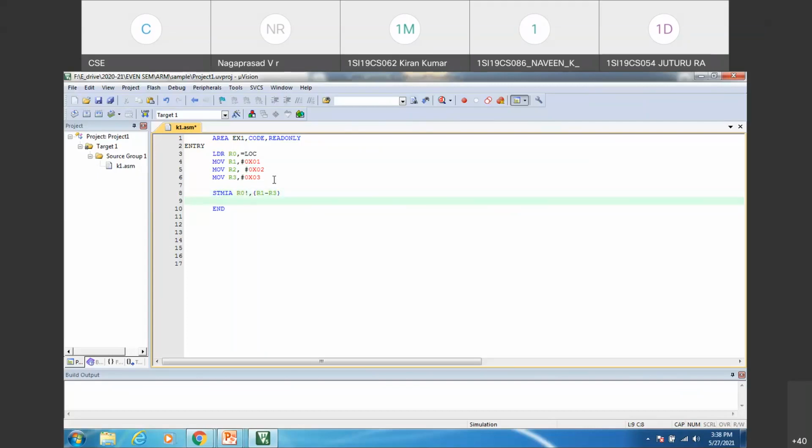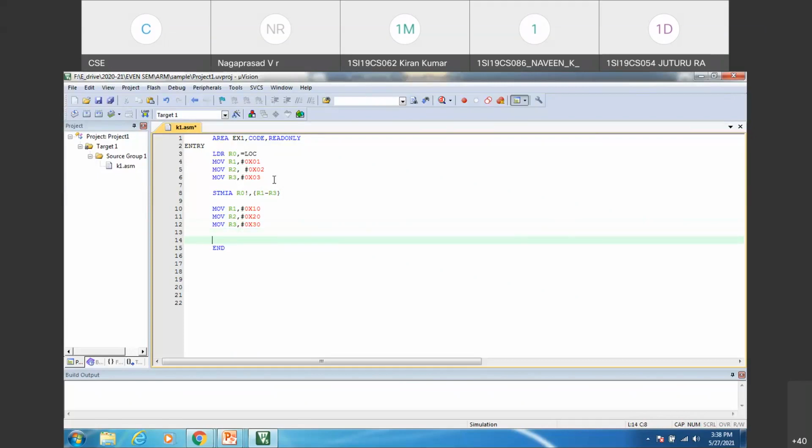Now, it gets saved. Once the STMIA instruction is executed, R1, R2, R3 contents will be saved to the memory starting at the address held in R0 register, which is the base address register. Now I'll corrupt the data held in R1, R2, R3 registers. I'll write some data: MOV R1, #0x10, MOV R2, #0x20, and MOV R3, #0x30. I've corrupted the data held in these registers.